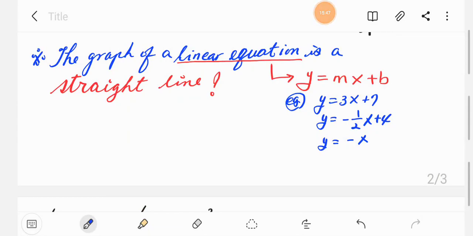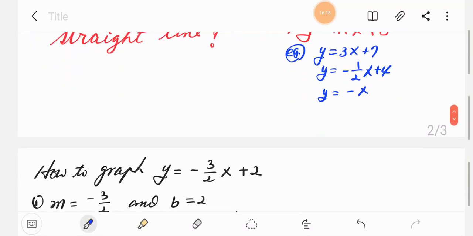Okay, so the graph of a linear equation is always a straight line. A linear equation is always a straight line. So a linear equation is y equals mx plus b, right? So m and b are numbers, so y equals 3x plus 7, or y equals negative 1 over 2 x plus 4, or y equals negative x. So these are all linear equations. So the graph of this linear equation will be a straight line.